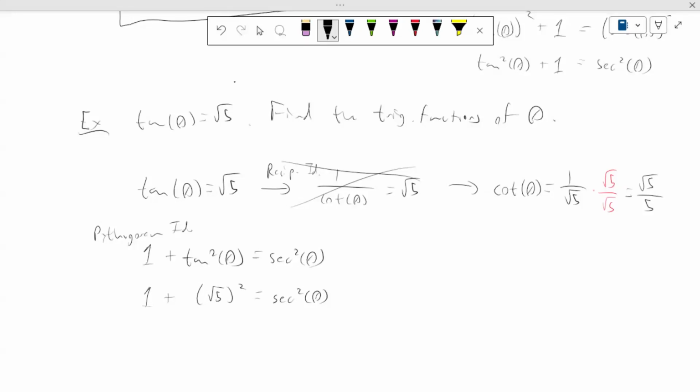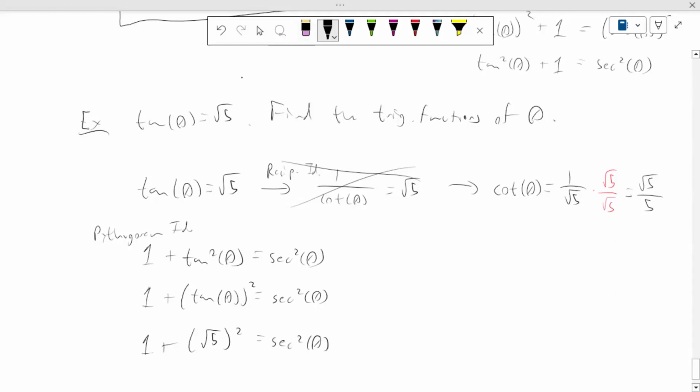I kind of skipped a step there. Let me put that step back in. Tangent squared of theta is a shorthand notation for this. When I write tangent squared of theta, what I really mean is tangent of theta, that whole quantity, squared. To get the next line, all I did was say tangent of theta is the square root of 5, so I replaced tangent of theta with what it's equal to. That's how I got that line.